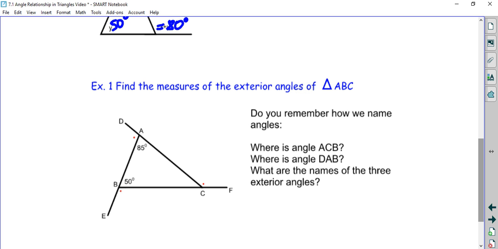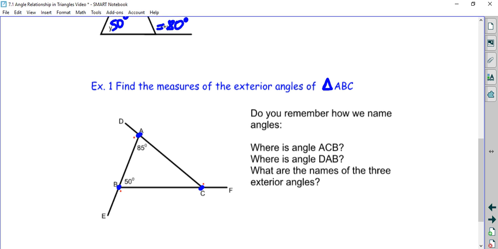So here's an example of a question. It says find a measurement of the exterior angles of a triangle ABC. So this is how we usually put a symbol for a triangle ABC. A, B, and C are vertices of the triangle. So you can see that there's the A, there's the B, and there's a C. And you can also notice that we have our sides of the triangle extended to create exterior angles.